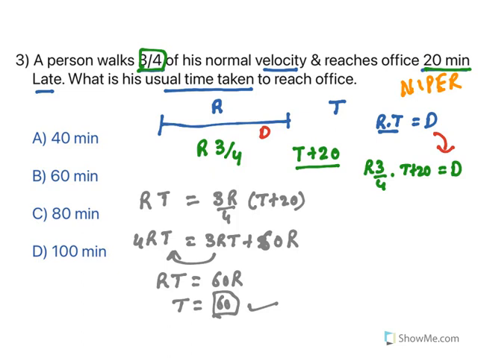Now what is the question asked? What is the usual time taken to reach office? It is 60 minutes. This is what is there. If he moves with 3/4 velocity, it becomes T plus 20, it becomes 80 minutes. But the question is, what is usual time? Usual time is 60 minutes. Simple one. Simple algebraic equations.